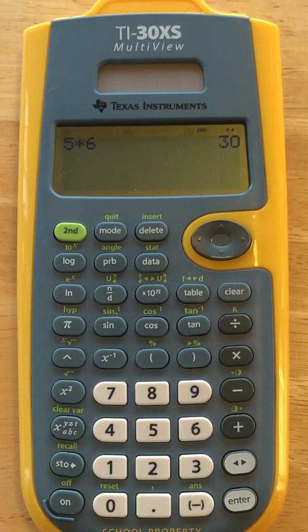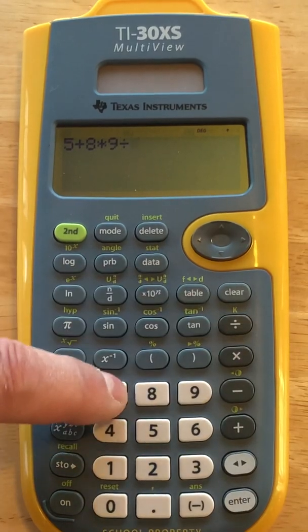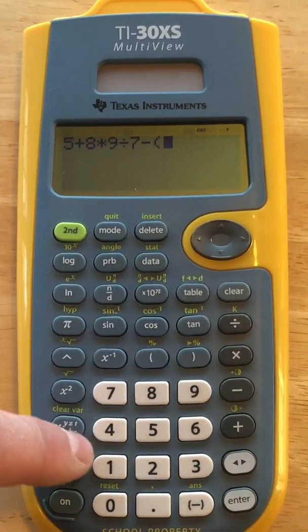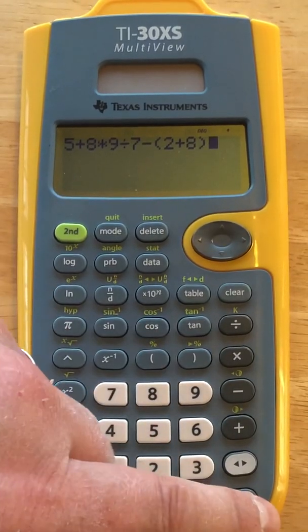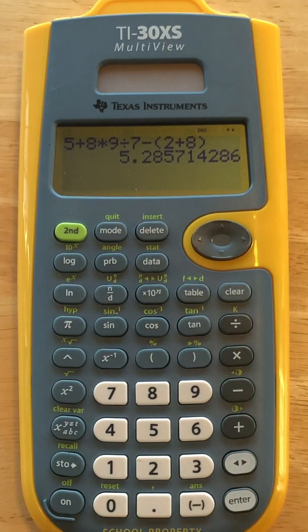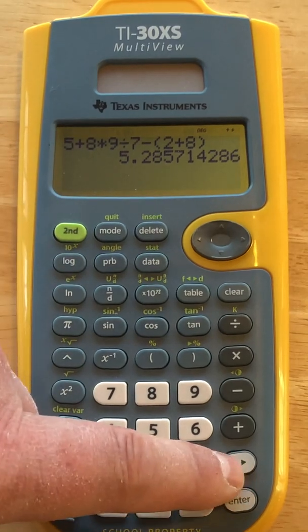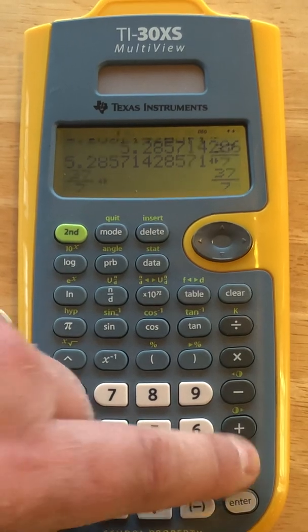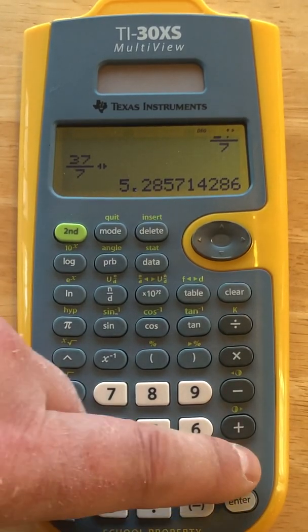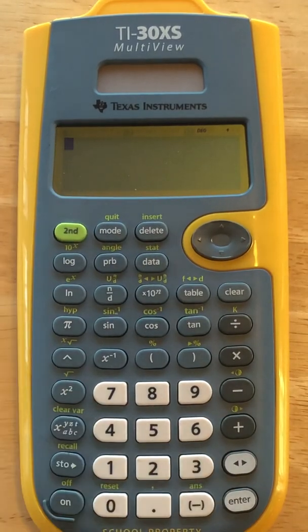All right. This calculator uses order of operations for you. So if I had 5 plus 8 times 9 divided by 7 minus parenthesis 2 plus 8 parenthesis, it'll figure it all out for you. So that's kind of nice. And if you wanted that to change to a fraction, you could just push this little toggle button here. Bam, it's a fraction. Want to go back to a decimal? Boom. That's nice. So we got that back and forth, your fraction decimal toggle.